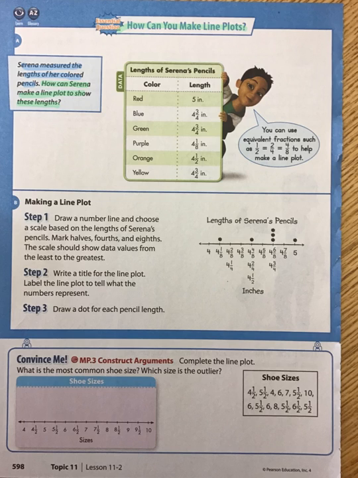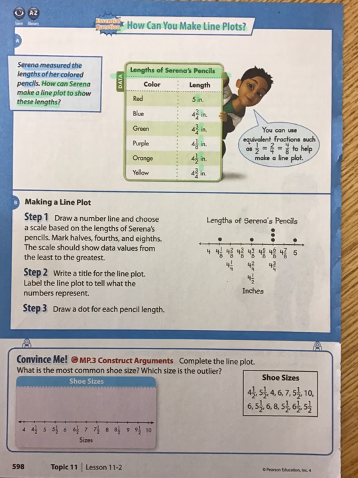Now, when we make a line plot, there's two things that you have to have. You have to have a title and you have to have a label. So if we look here in the data chart, length of Serena's pencils, that is her title. Your label will be whatever you're measuring in. So if I look at all the numbers, she is measuring each one in inches. So my label is going to be inches.